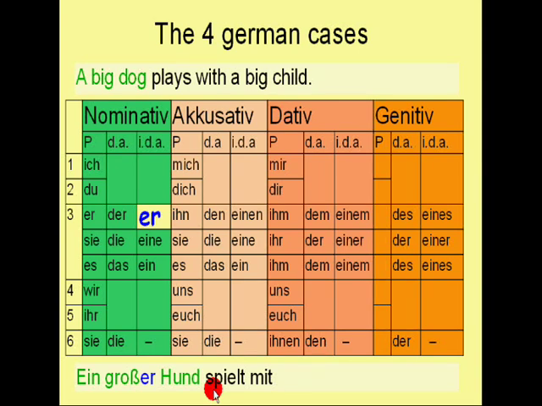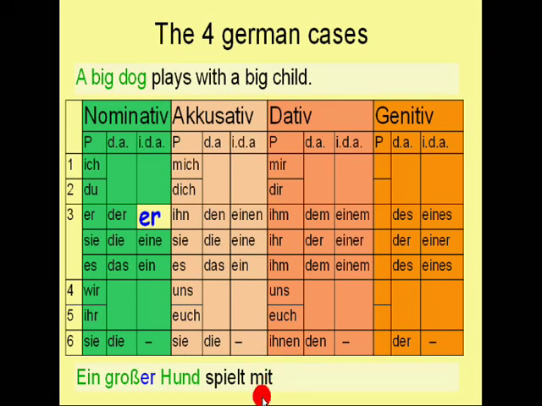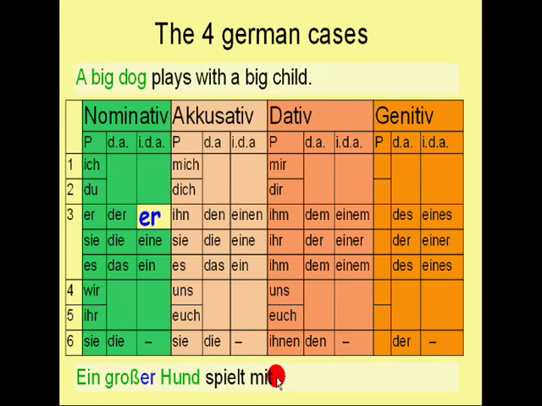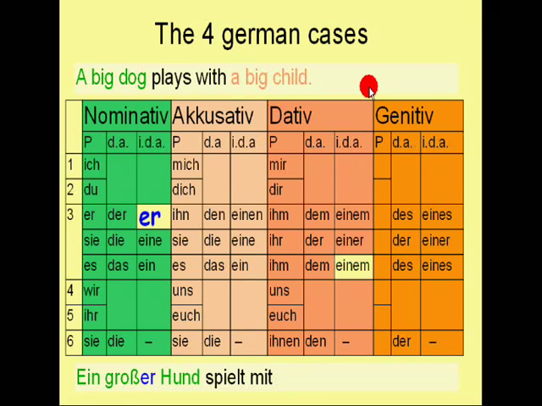And spielt means plays in German and is the conjugated form of the verb spielen. It's a regular verb. And with means mit in German. And as you learned in my lesson about German prepositions, after the preposition mit, meaning with, always follows the dative case. So this means that the big child is now in the dative case. So what is the indefinite article for the big child now? Do you know it? It is einem.